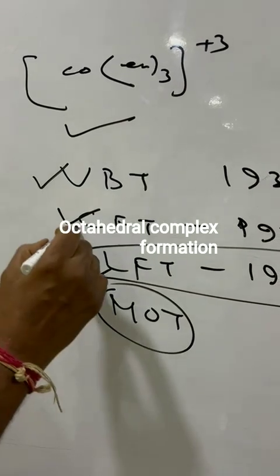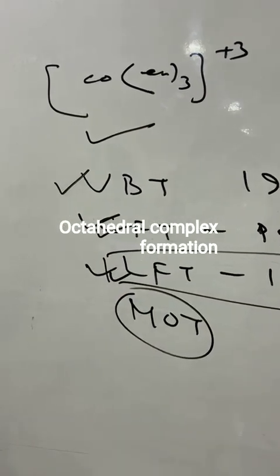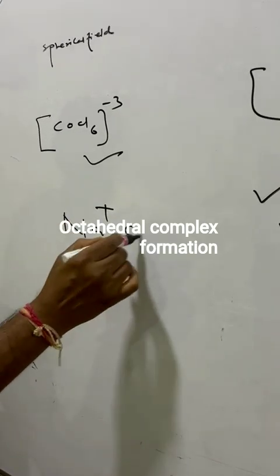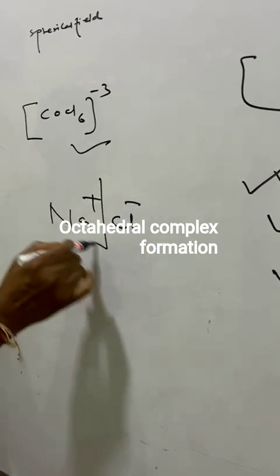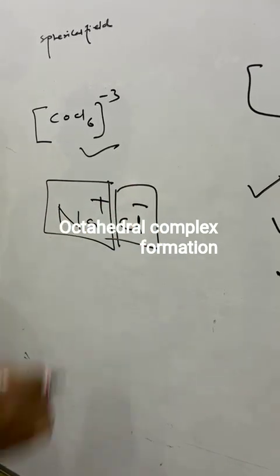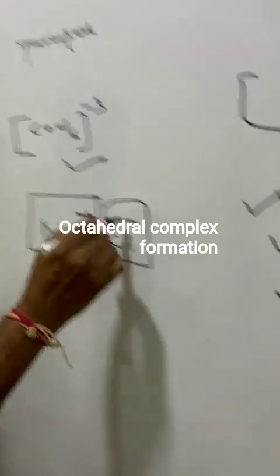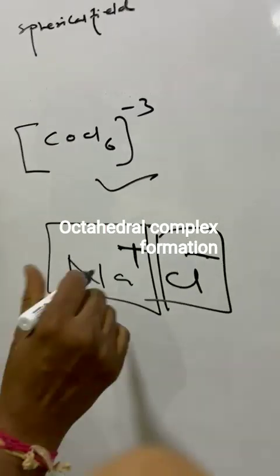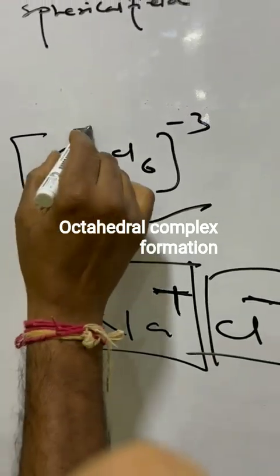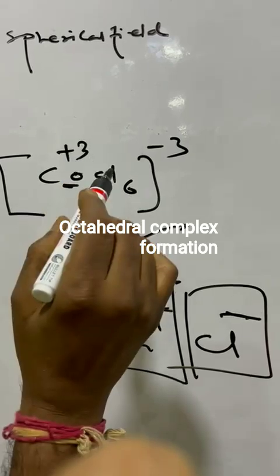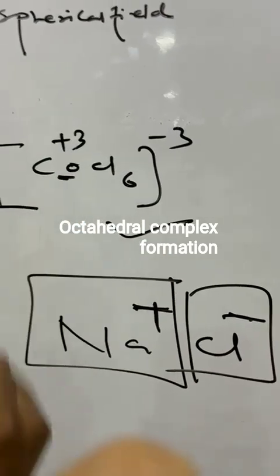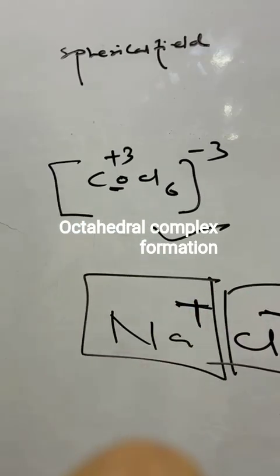So if we talk about the crystal field theory, if I take a simple crystal, this is a simple crystal where the first part is plus, second part is minus. So there is plus and minus. So obviously the central metal cobalt is plus 3 and the ligand is minus. So just like a crystal, it has plus and minus. So this is called crystal field theory.